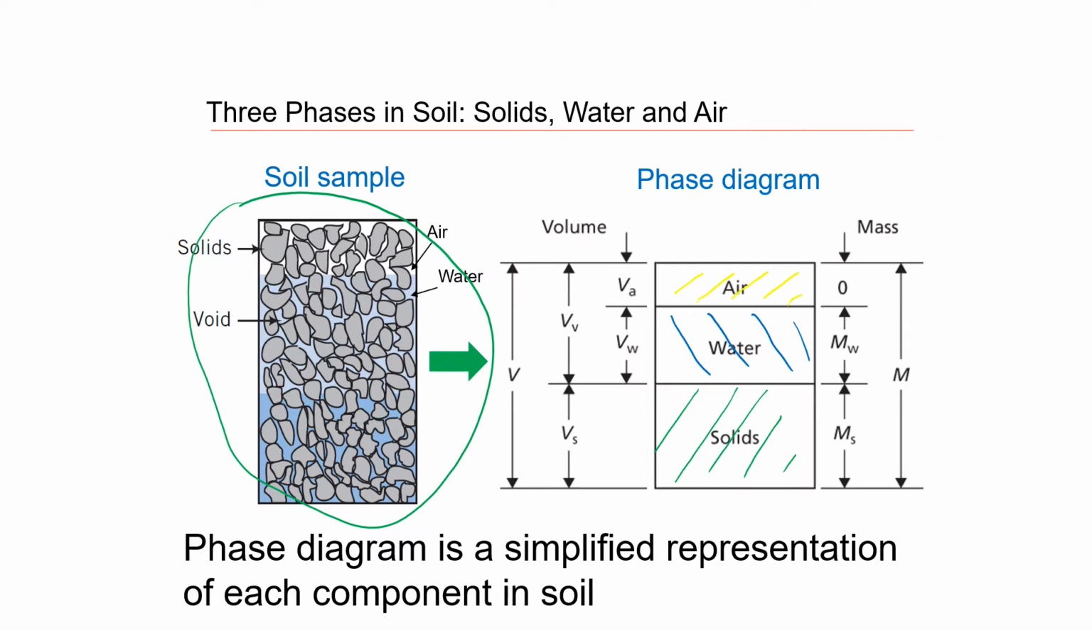What we will do next, we will look at the amount of each component. So we're going to look at the volume of solids, at the volume of voids, and we will use these two parameters to describe soil properties. On the other hand, we can also look at the soil mass, and in particular we will look at mass of solids and mass of water, because air has no mass, no weight.